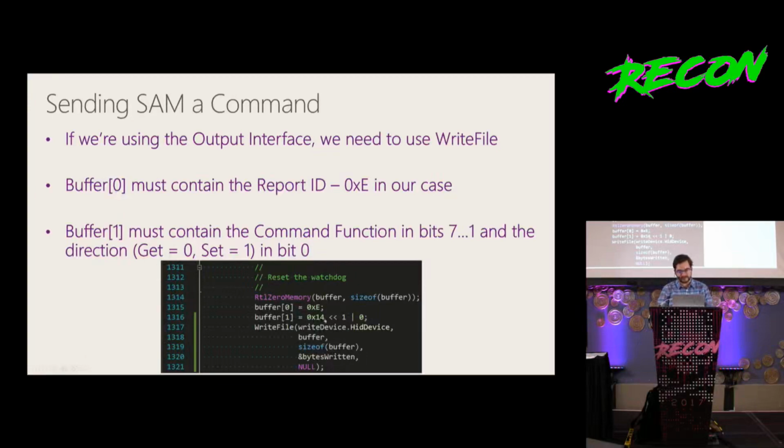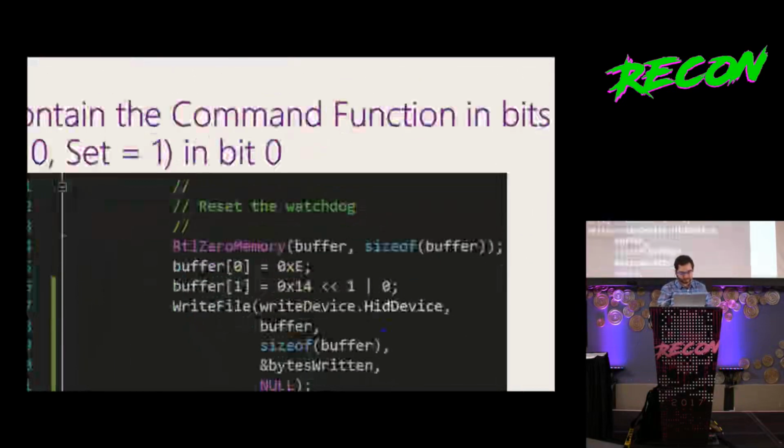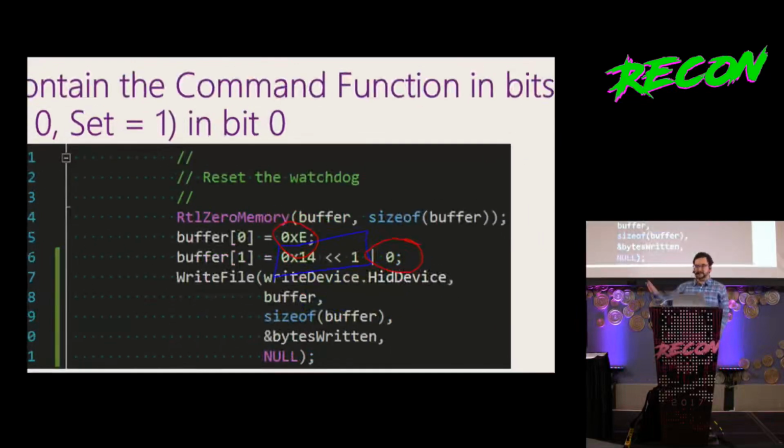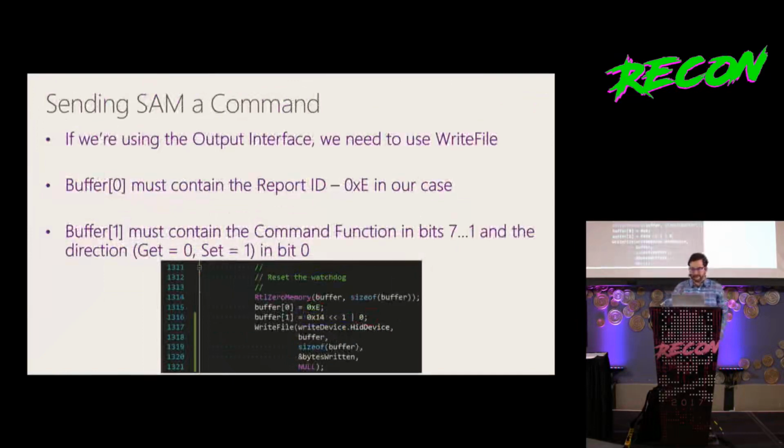So for example, if I look in the firmware, I can see that there's a command, command 0x14, to reset the watchdog. So I take 0x14, shift it by 1, and then OR in 0, which means it's a get command in this case. And this is my report ID, and then I just call WriteFile on the handle I obtained to the HID device, and this, for example, resets the watchdog. That's not super interesting, but I wanted to start with something small before sending something like flash or firmware. This command is a one-shot command, you don't get a response back.